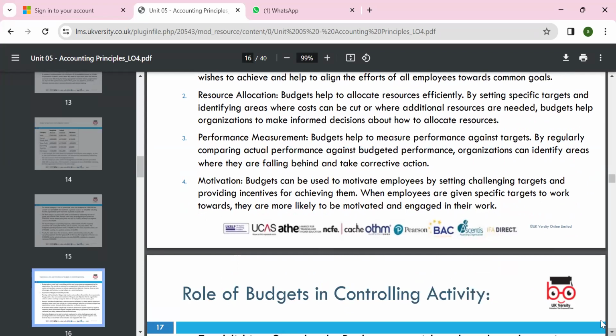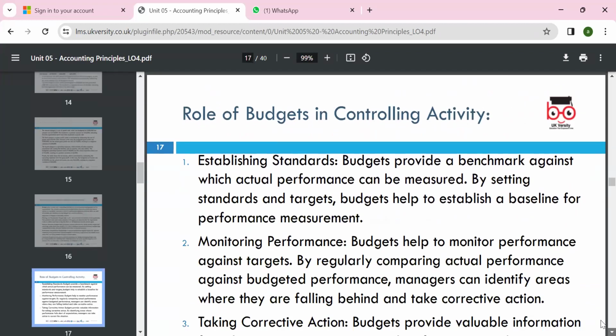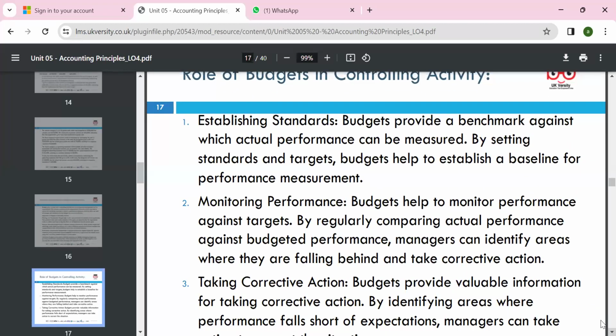Motivation: a budget can be used to motivate, but it can demotivate employees as well if the budget is not realistic. Employees are given a specific target to work towards and are likely to be motivated and engaged if they achieve within the target. Role of budget and control: establish the standard. The budget provides the benchmark against actual performance.